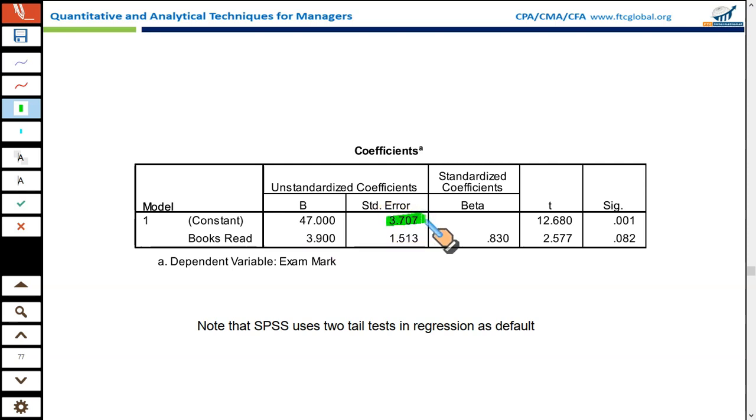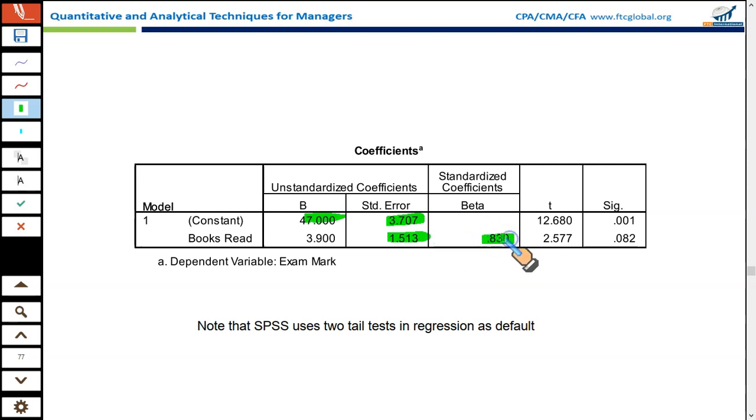3.707 is the standard error of the constant. This measures the variability or the precision of the intercept 47. A smaller standard error indicates a more precise estimate, and a larger standard error indicates a less precise estimate. Next we have this 1.513. This is the standard error of B2. As I told you, a smaller standard error here also indicates a more precise estimate.